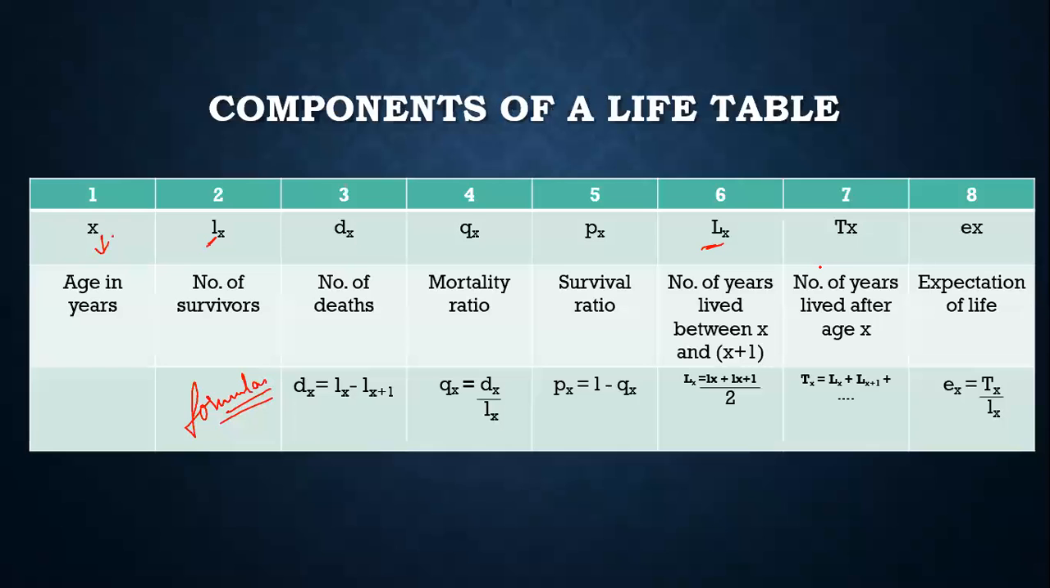So for x, meaning from the 0th year to, for example, 50 years, between 0 years and 50 years, how many years an individual has survived can be calculated here. Capital Tx is nothing but number of years lived after age x. So after the 0th year, how many years they have survived can be calculated here. Ex is nothing but expectation of life; how long a life span is can be calculated here. So now we will see each concept briefly.